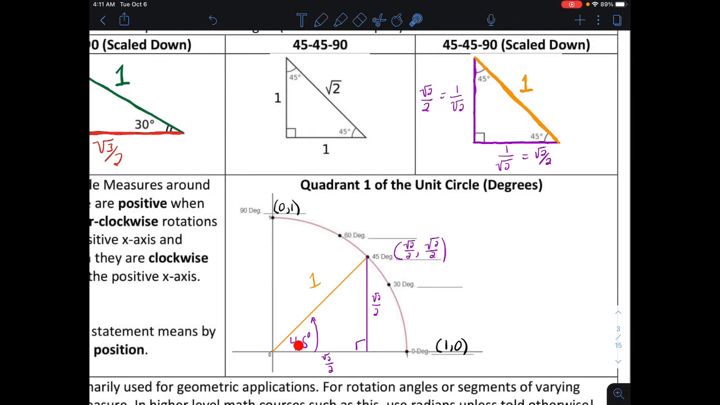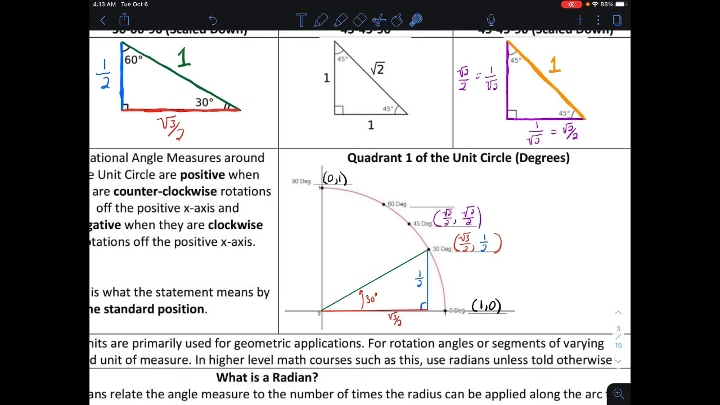So my 45, 45, 90 triangle has opposite sides of the square root of 2 over 2, which means the location of this point at a 45-degree angle of rotation counterclockwise off the x-axis has a terminal point of square root of 2 over 2 by square root of 2 over 2. Also notice the other 2 points: at 0 degrees, because we have a radius of 1 unit, the coordinate is 1, 0. At 90 degrees, we have a coordinate of 0, 1.